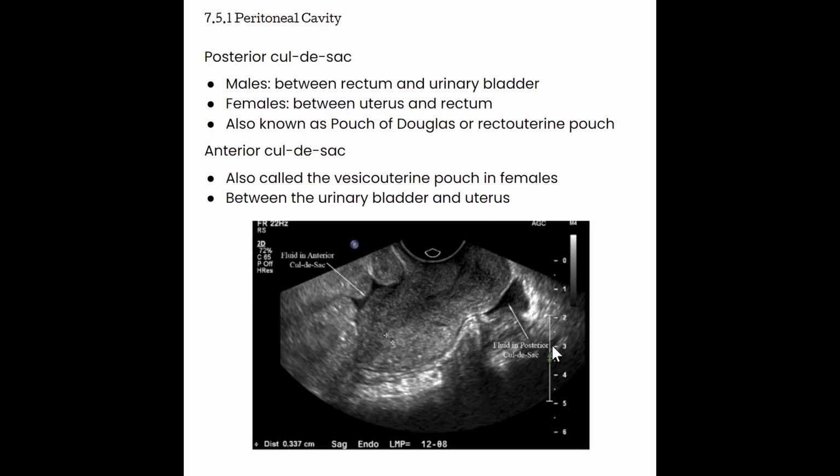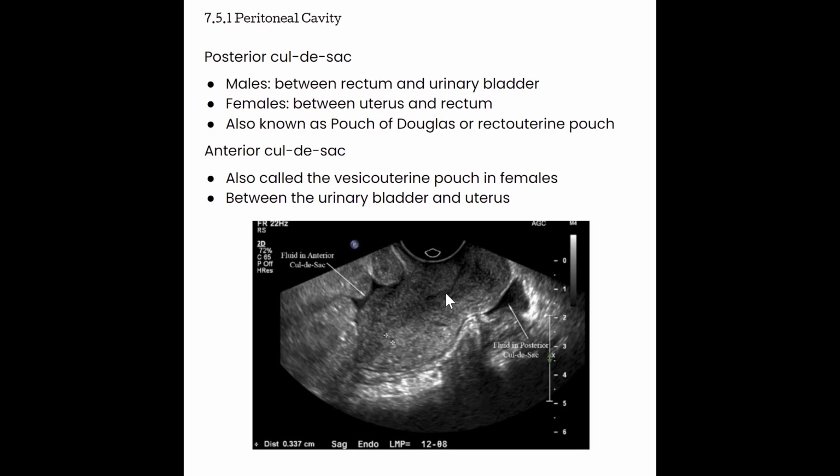We can also have fluid in the anterior cul-de-sac, which is going to be on the other side of the uterus. And this is called the vesicouterine pouch, as it sits in between the bladder and the uterus in females that still have their uteruses. So once the uterus is gone, the anterior cul-de-sac and the posterior cul-de-sac kind of meld together, and that is just all going to be called the posterior cul-de-sac then.